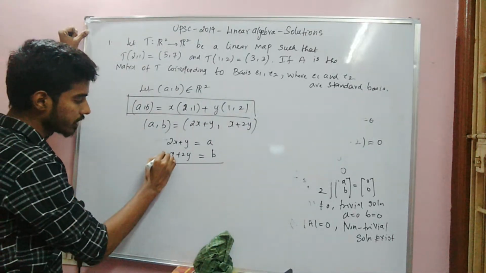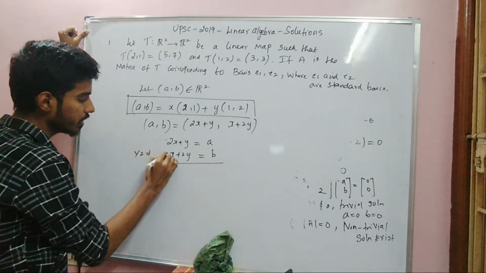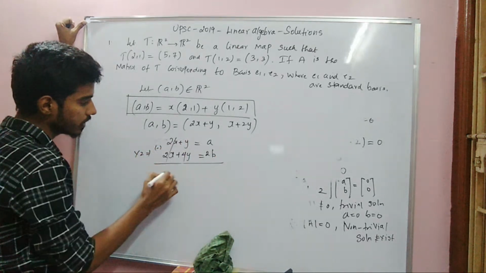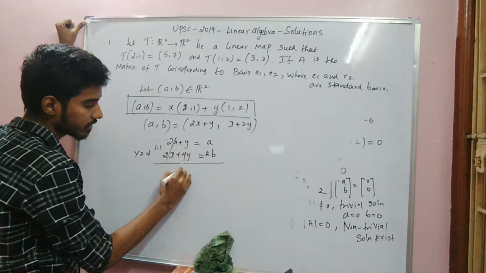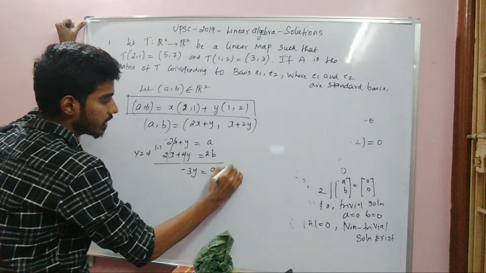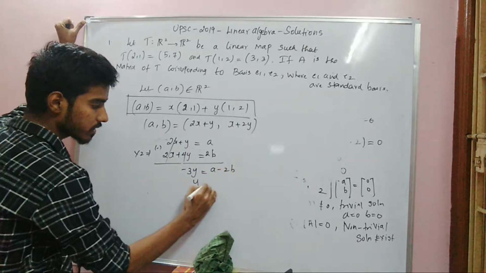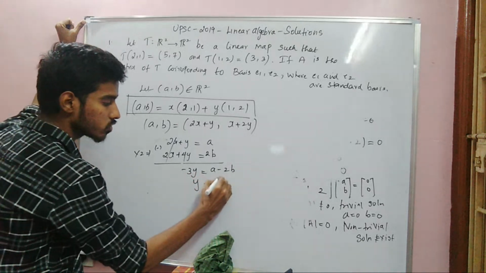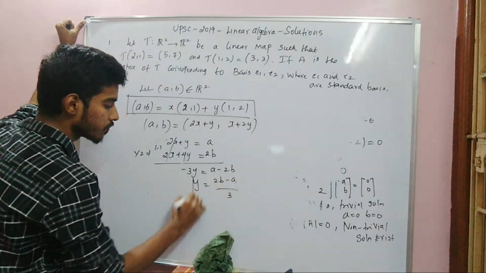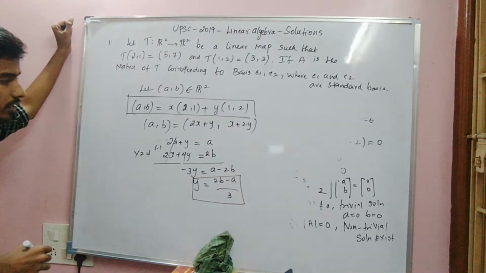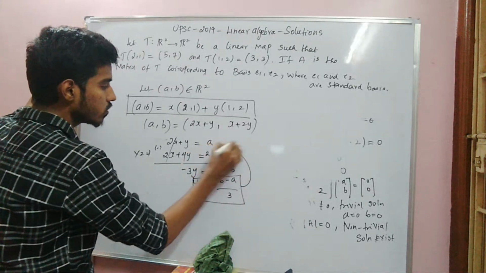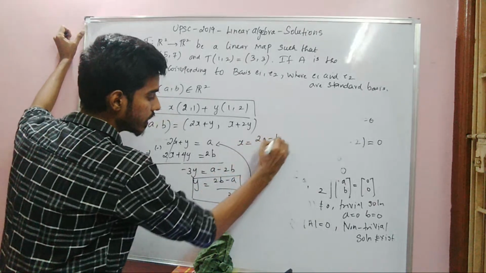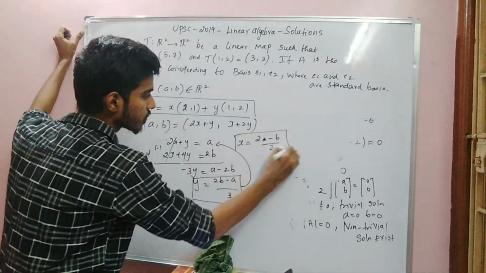If I multiply by 2 here, this will be 2x, this will be 4y, this will be 2b. Now the 2x terms cancel. So here we have y minus 4y, so minus 3y, equals a minus 2b. I can write y is equal to, taking minus common, (2b minus a) by 3, right? So we have found y. We substitute y here and we get the value of x to be (2a minus b) by 3.